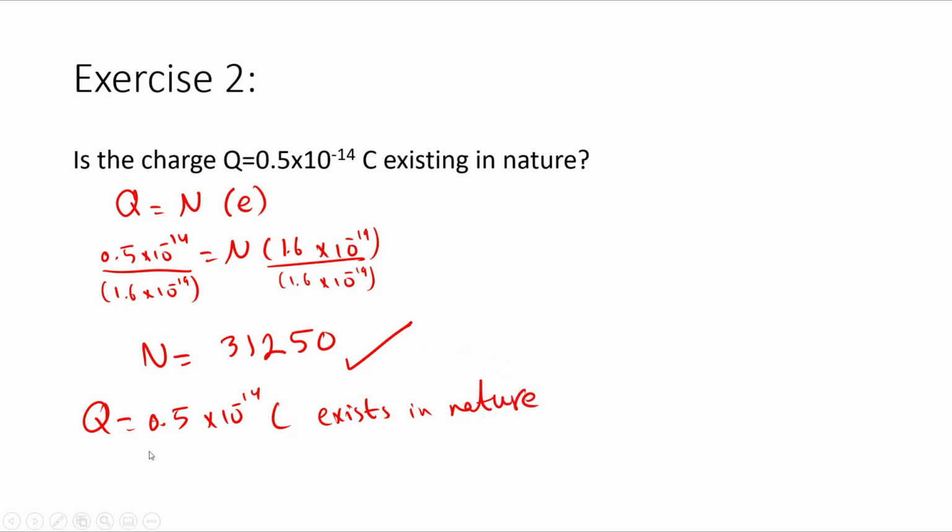Now, just to clarify the idea so you don't get confused between Q and n. Q can be a decimal as long as n is a whole number. Okay, so Q can be a decimal. As you see, it's 0.5 times 10 to the power of negative 14. It is a decimal. It is not a whole number. While n should be a whole number, or an integer.